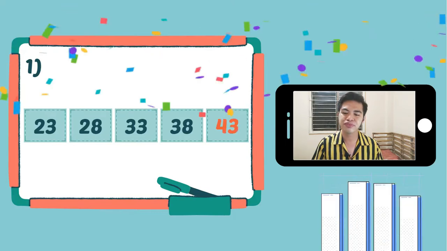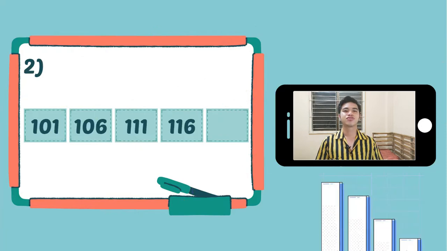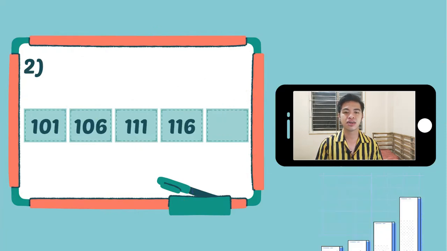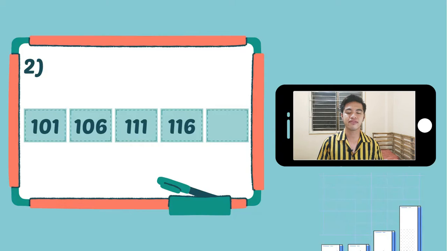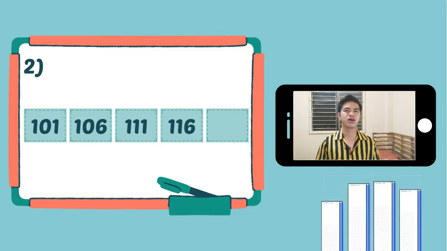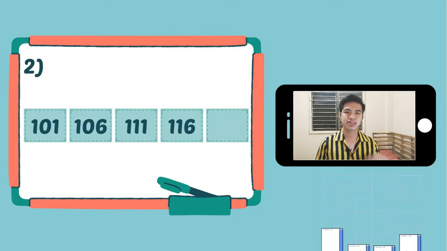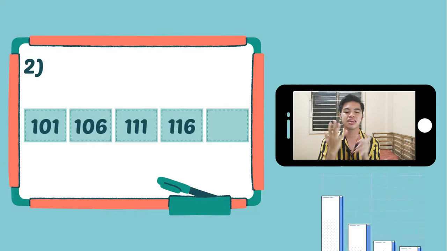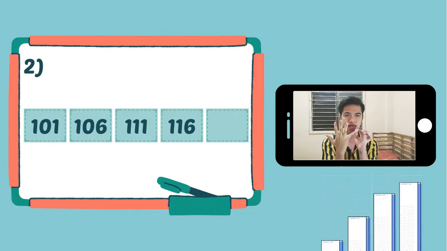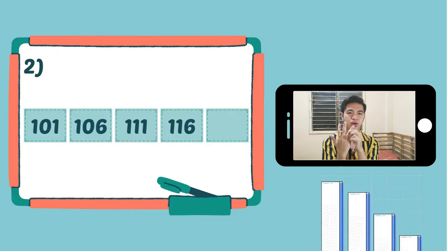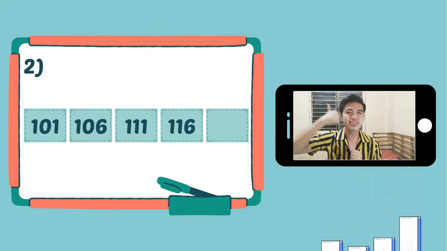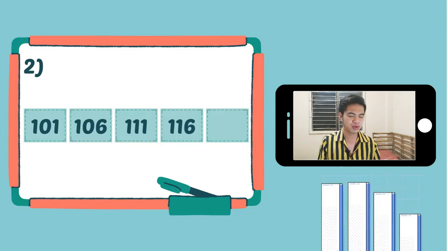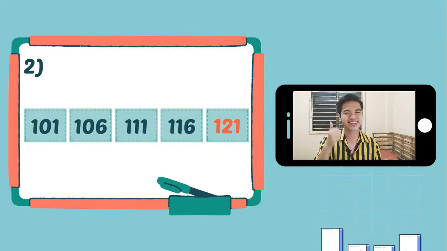So let's go to number 2. So for the number 2, we have 101, 106, 111, and 116. So what is the next number? Let's find it out. So we're just going to add 5 again. So let's start from 116. So it will be 117, 118, 119, 120, and lastly 121. So the next number will be 121. Good job!